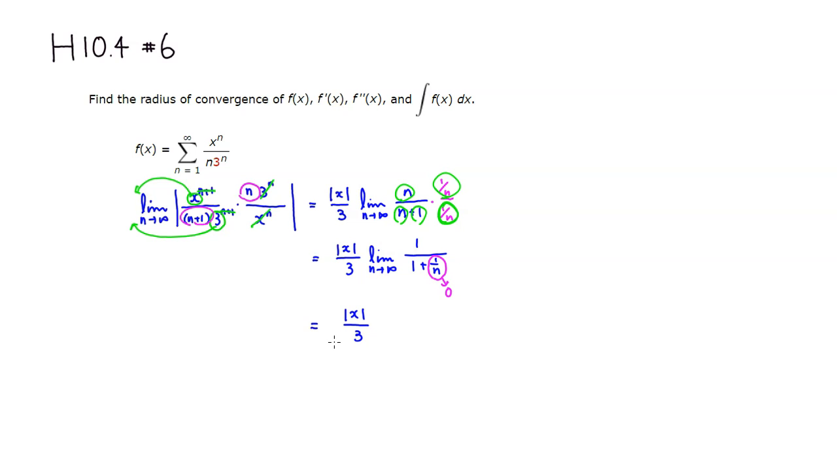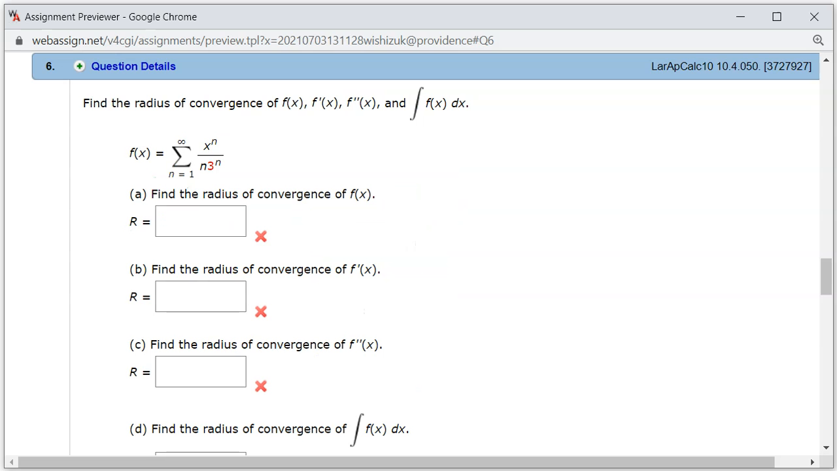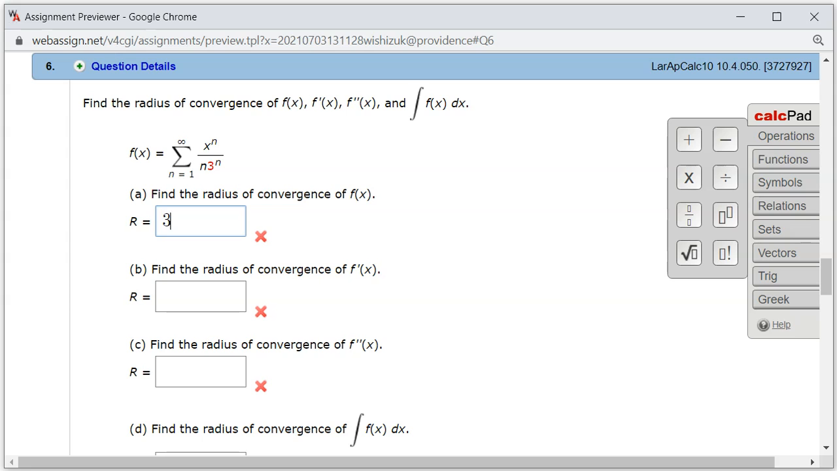All right, then in order to get convergence, we have to make sure that this is less than 1. So if you multiply through by 3 so that we can get rid of that 3, absolute value of x is less than 3. Right? So we know that the radius of convergence is 3. Right? So let's type it in. All right, radius of convergence is 3.